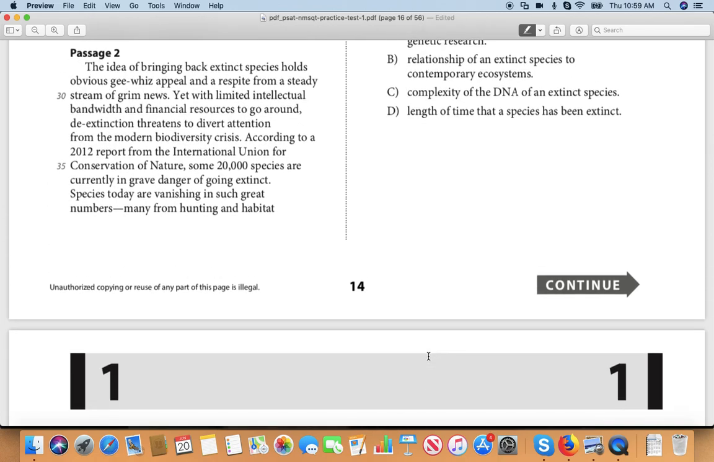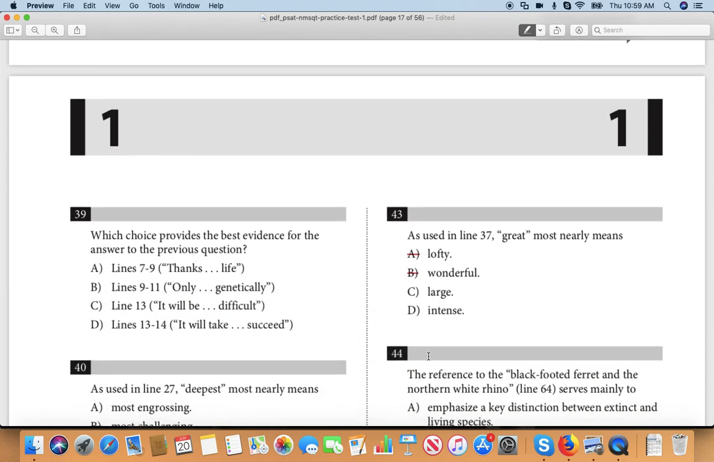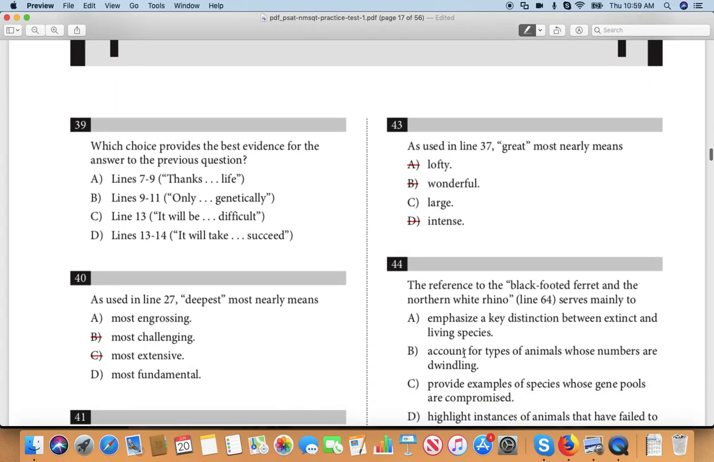Intense. Okay. Vanishing in such intense numbers. I mean, you laughed at it again. Intense numbers? Yeah, come on. A little bit. Come on. No, large numbers. They're not complicated. Really nicely done.